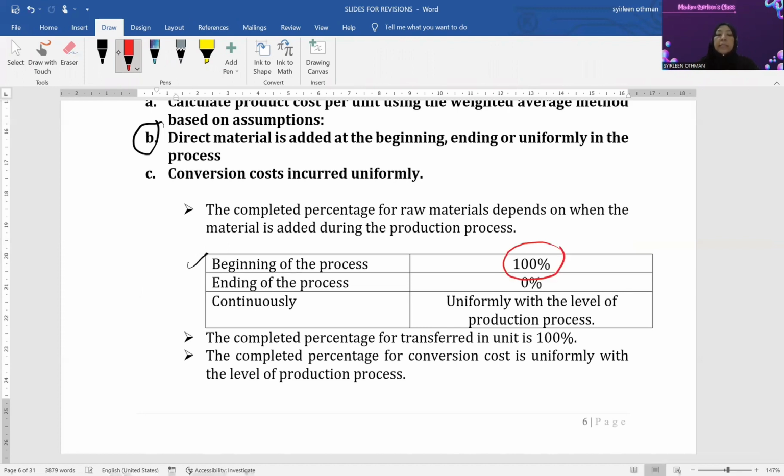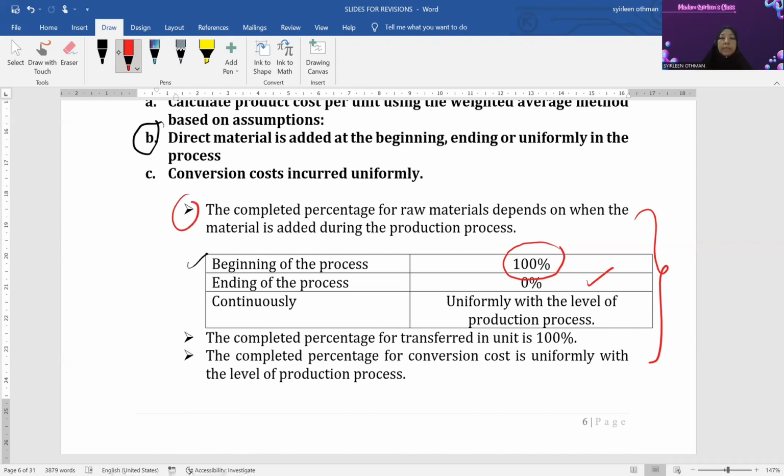Okay, but if the direct materials is added at the end of the process, that means the percentage of completion is 0%. And if the direct material is added continuously, that means we need to find in the question itself the level of the production process. So the percentage given in the question will be used to calculate the ending WIP for direct material. So you need to bear in mind this is only subjected for direct materials only. Okay, so the completed percentage for direct material is based on this table.